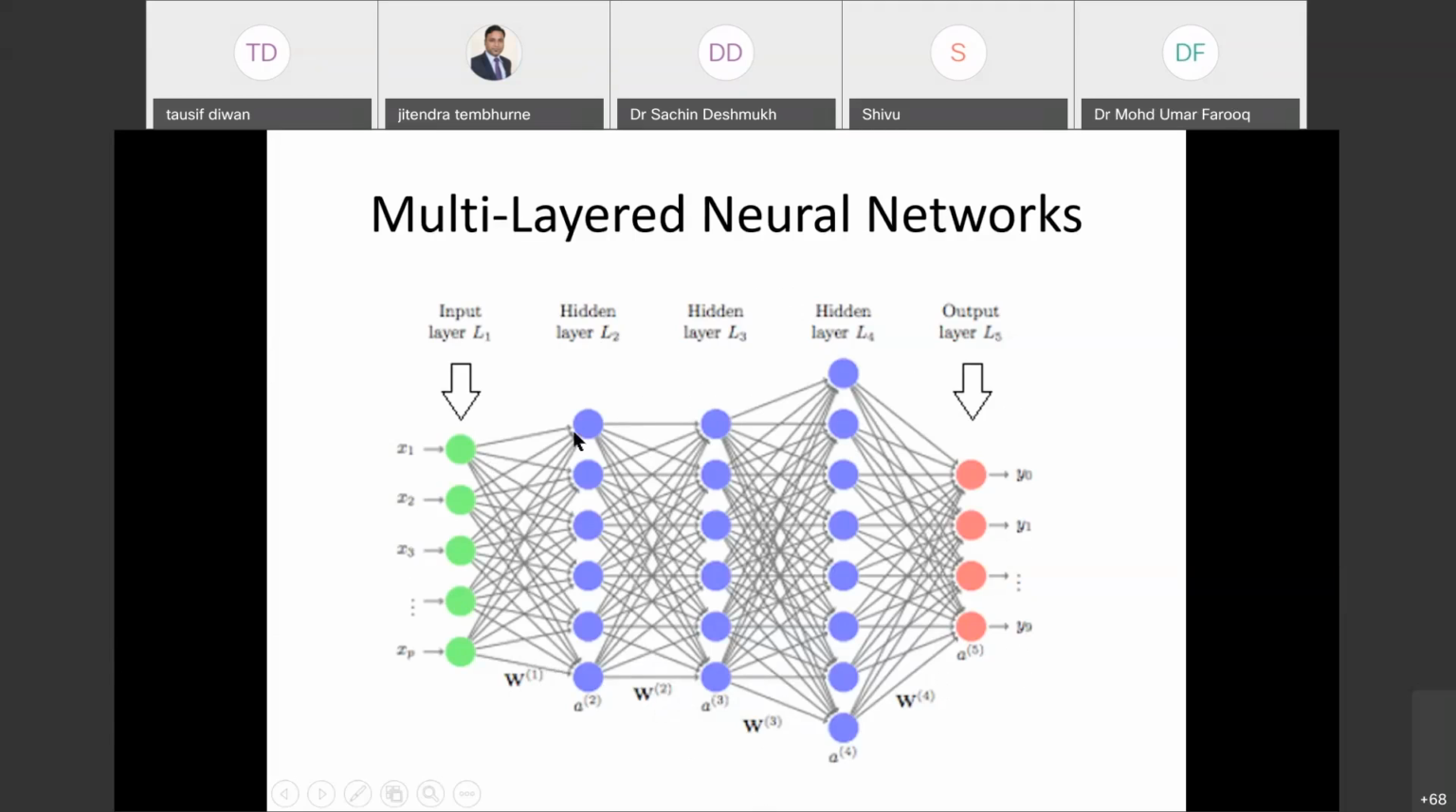Each and every neuron is associated with one bias. So the bias for this neuron will be different, and the bias for this neuron will be different. What is the role of bias? It takes the weighted sum from the previous layer and adds the bias, and after that it applies the activation function. So this is the overall analogy of any neuron.